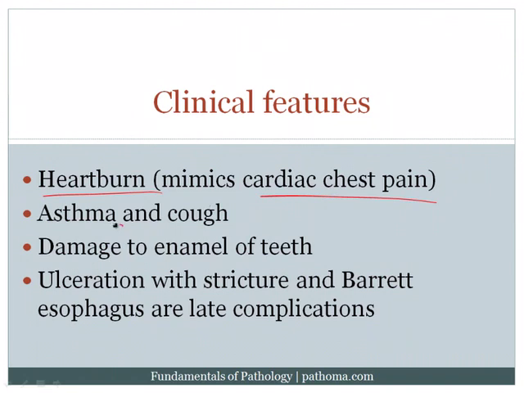They also present with asthma and cough. Now what's interesting about this asthma is that it is adult onset asthma. This isn't asthma that the patient has as a child, but instead what happens is they get new onset asthma as an adult.